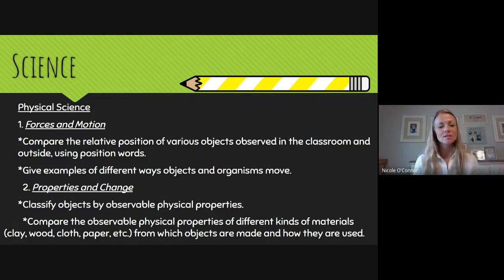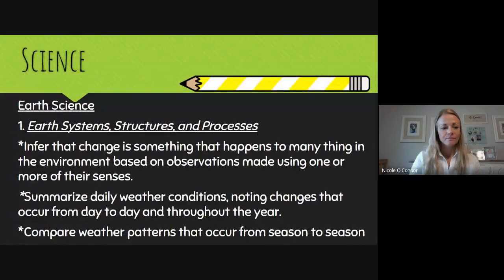Properties and change is another part of physical science, and they're classifying objects, but also comparing objects by their physical properties. Earth science, and that would be earth systems, structures, and processes. So they're inferring that change is something that happens to many things in our environment based upon observations and also by using their senses. So we take a look at daily weather conditions.